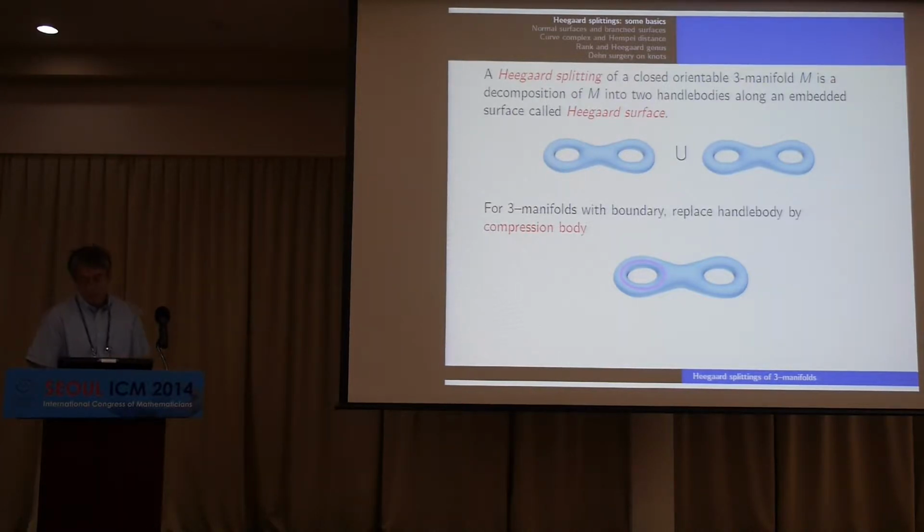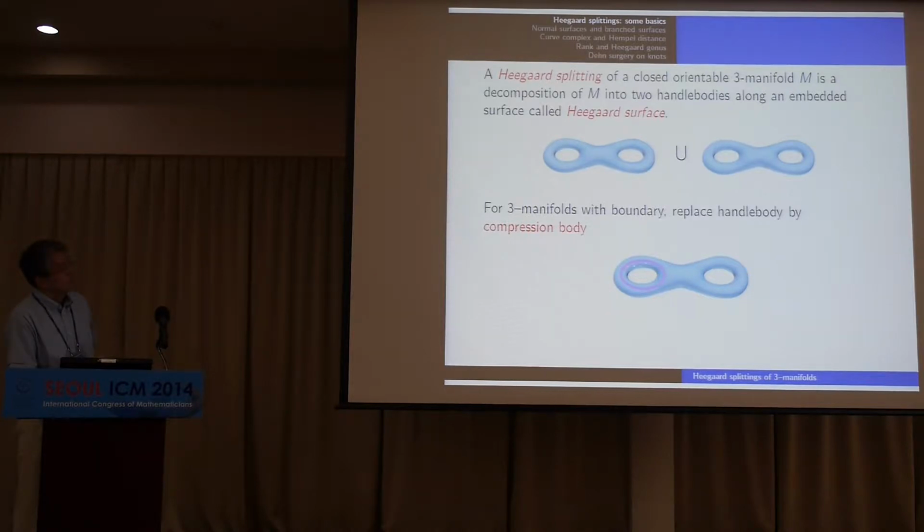So what's a compression body? Well, you start with a handle body, then you delete something from your handle body. For example, because the handle body is the neighborhood of a graph, you can view this graph as the core of your handle body. So if you delete a small neighborhood of a subset of the core, and you don't want to delete a trivial subset, you want something non-trivial, then you get a compression body.